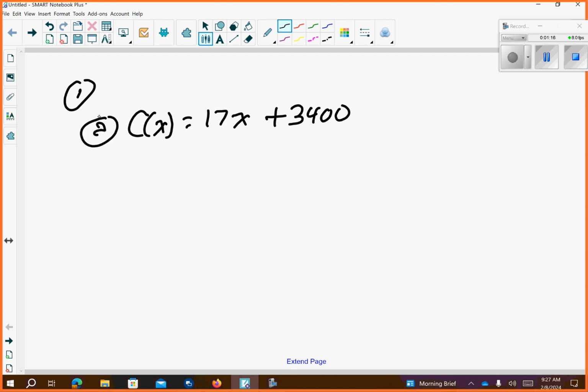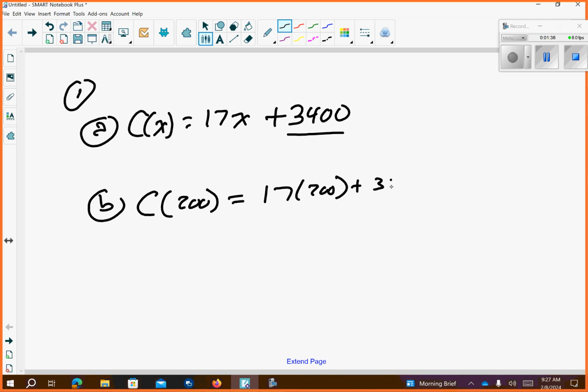And then what will it cost to produce 200 of these things? So all I do is find C at 200. And we have to include the fixed cost because we're talking about some given period. So I'm going to go 17 times 200 plus 3,400. So it looks like 6,800 bucks. So we don't even have to graph anything. It's just there. Okay.